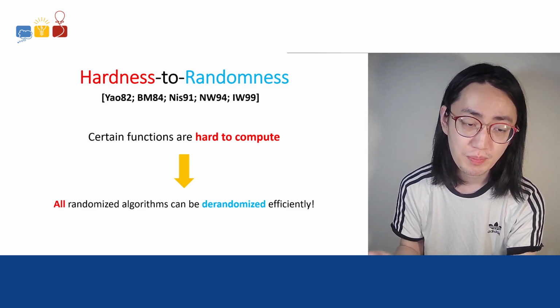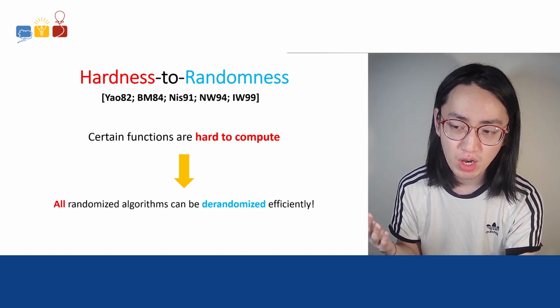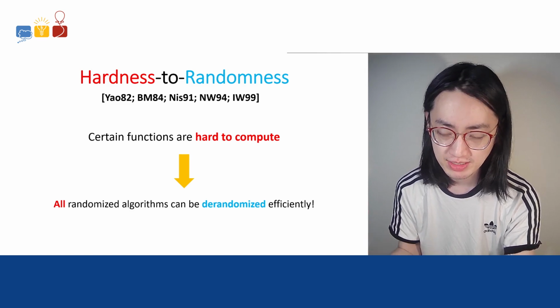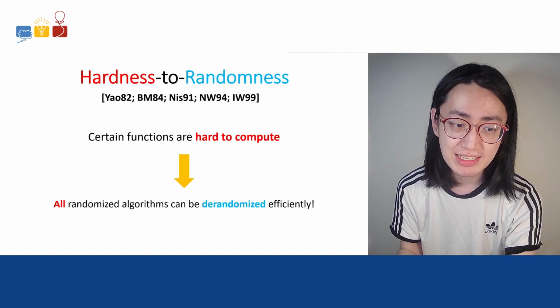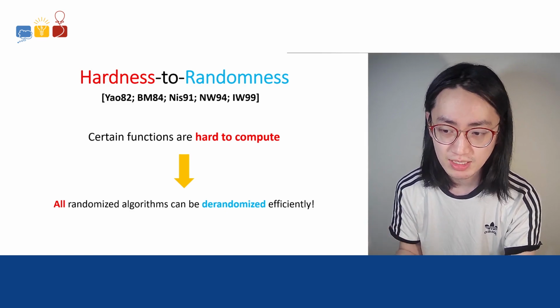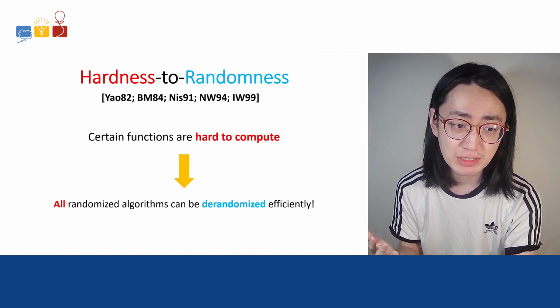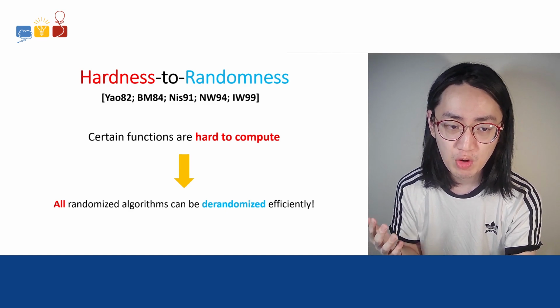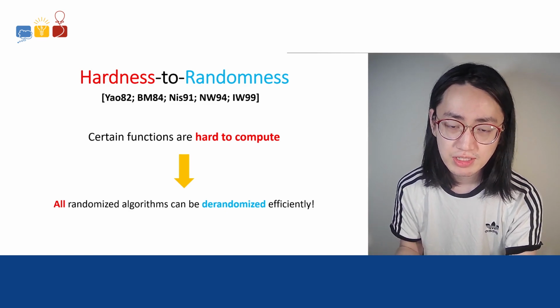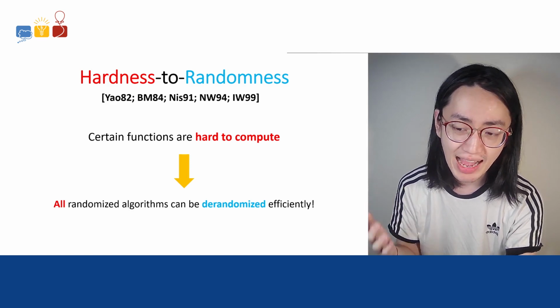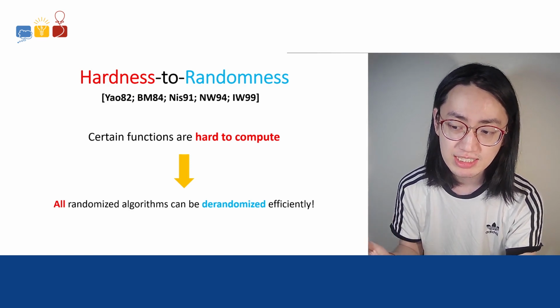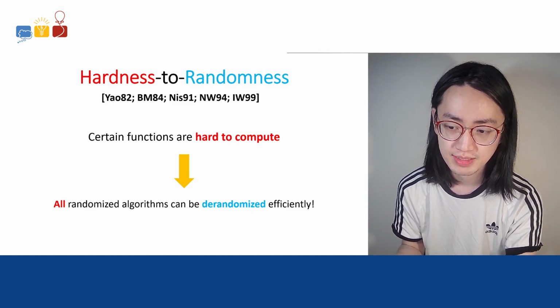For example, we believe that NP-complete problems shouldn't have polynomial time algorithms. We also believe the problem of factorizing an integer is probably hard, and this is one of the foundations of modern crypto. So, although these two concepts, the existence of hard functions and derandomization, seem to be very different, they are indeed tightly connected.